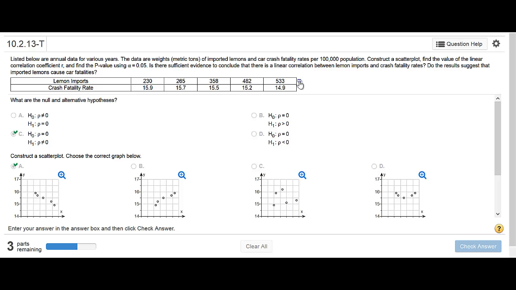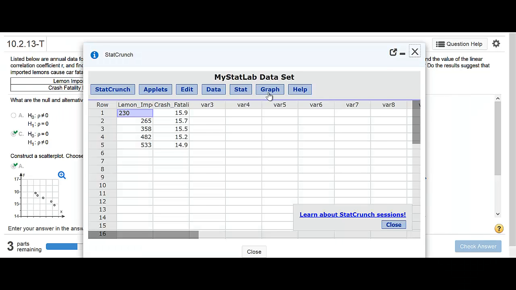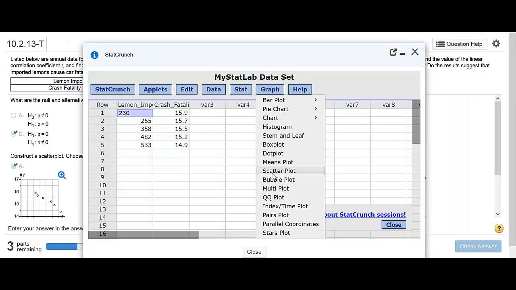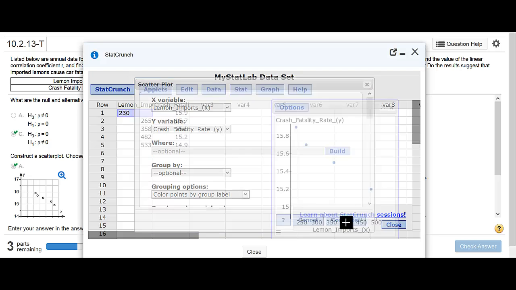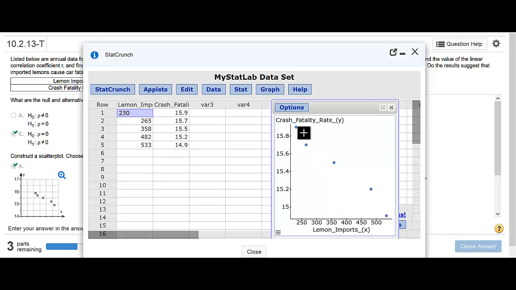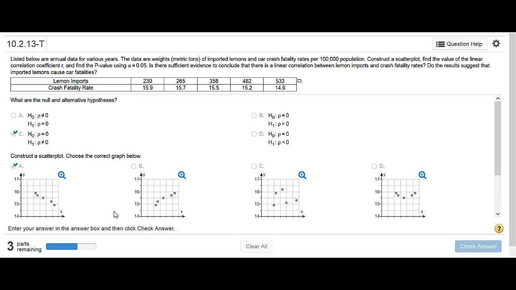We are to construct a scatter plot. So we will click the little rectangle and open the data in StatCrunch. We'll click Graph, Scatter Plot, choose lemon imports for our X variable and crash fatality rate as our Y variable, and then click Compute. Now we have this scatter plot, and we will notice that as lemon imports increase, crash fatality rates decrease. Matching it to one of these graphs here, we will see that it will be the A graph, where we have this negative relationship between X and Y.